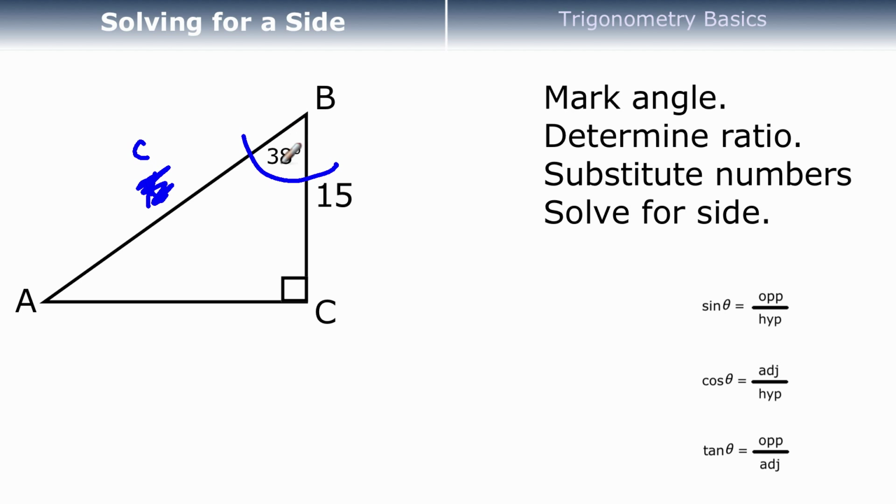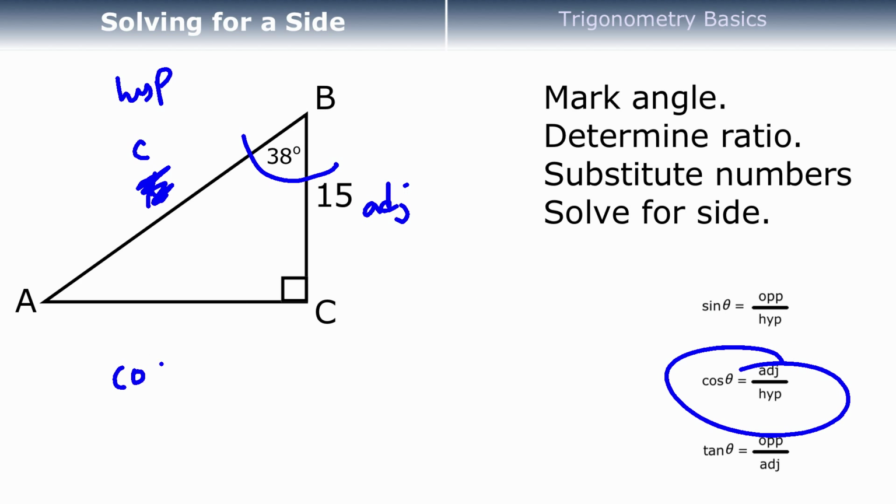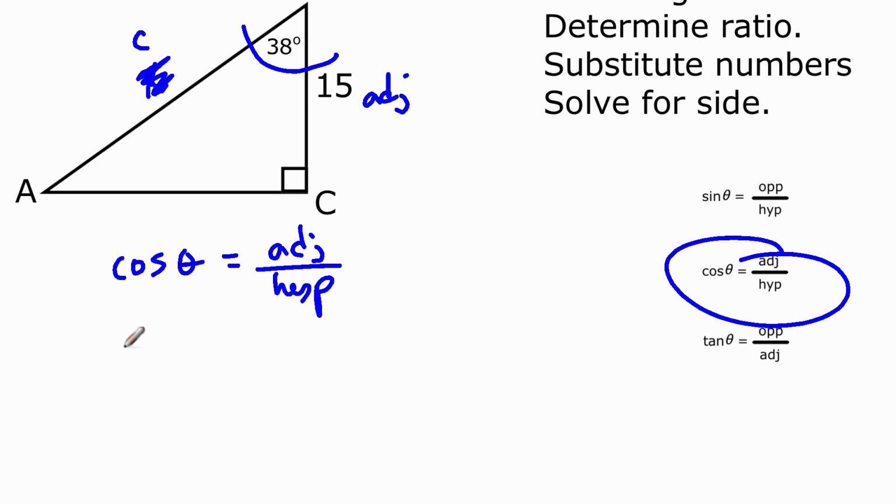Okay, so I have this angle. I don't know what that side is, but I do know what this side is. That's the adjacent side. And I'm looking for the hypotenuse side. So the two sides that are really in question are the adjacent and hypotenuse. That's the cos ratio. So cos of an angle is equal to the adjacent side over the hypotenuse side. So the cos of 38 degrees is equal to the adjacent side, 15, over what I don't know, c.